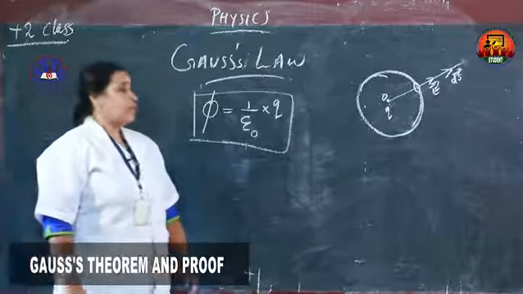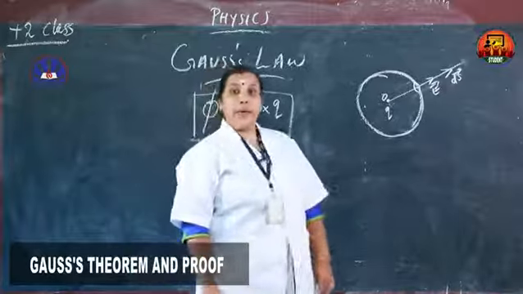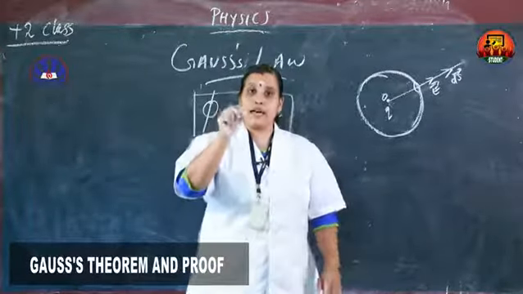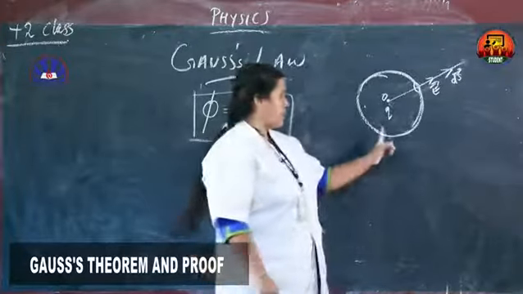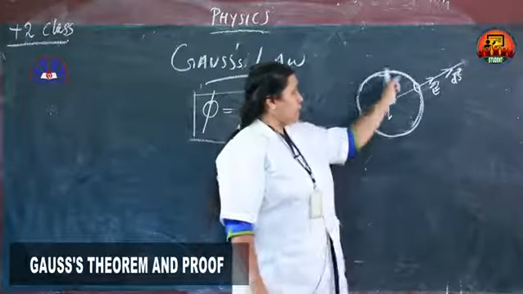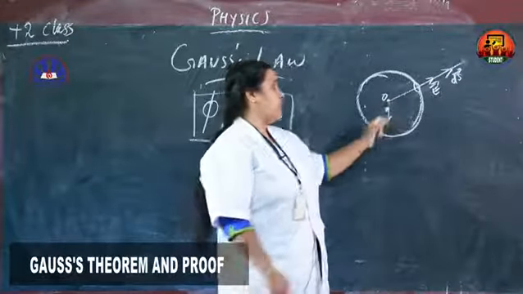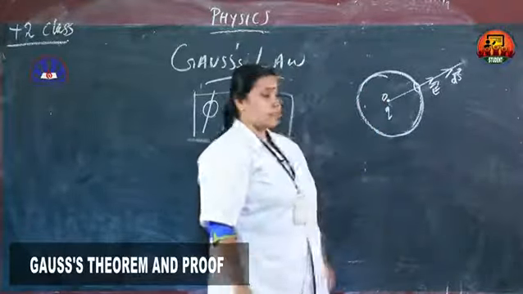For that, we have to imagine a spherical surface, just like a ball, with a charge q at its center, just like this. So, imagine a spherical surface with a charge q at the center of the sphere. Let r be the radius of the sphere.